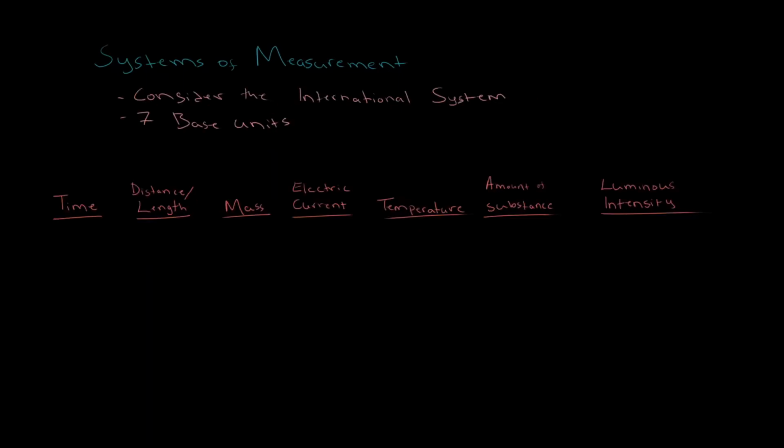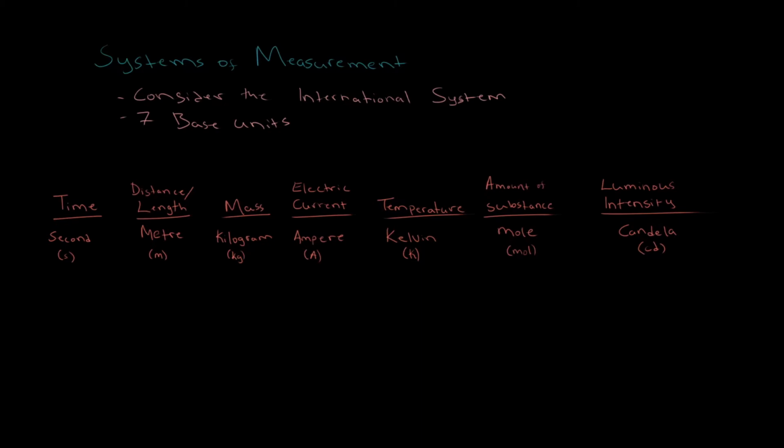Now, let's consider the metric system. The metric system has 7 base units. The second, which measures time. The meter, which measures distance. The kilogram, which measures mass. The ampere, which measures electric current. The Kelvin, which measures temperature. The mole, which measures amount of a substance, and finally, the candela, which measures luminous intensity.